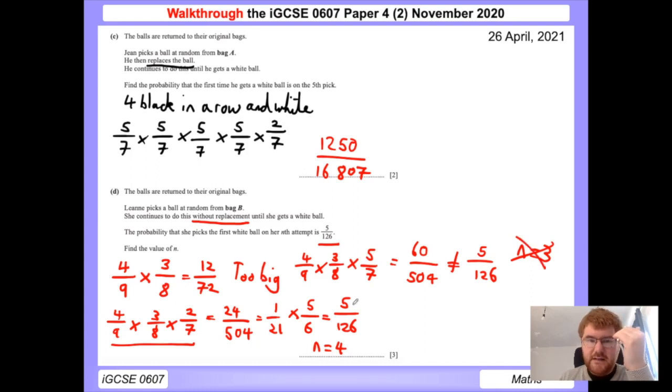So I've just done this by a trial and error method, and then that gives us the answer of n equals 4. I think that's probably the most straightforward way to go about this.